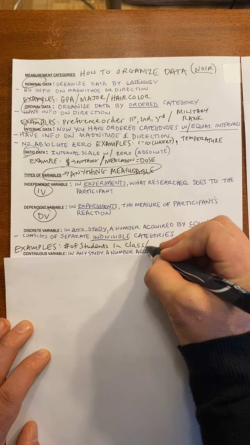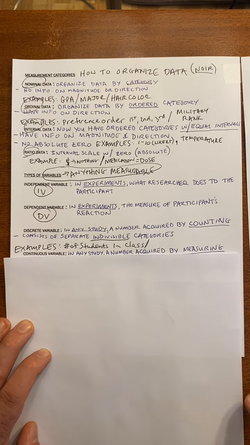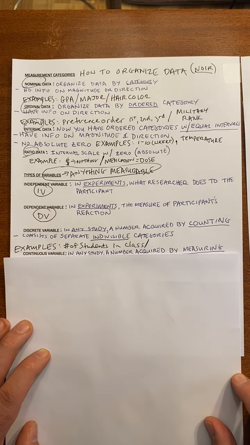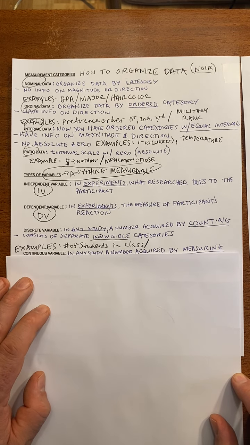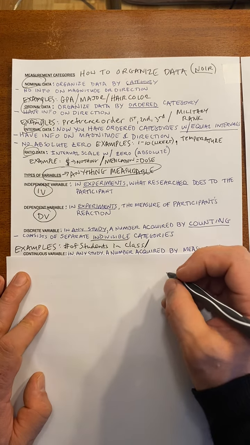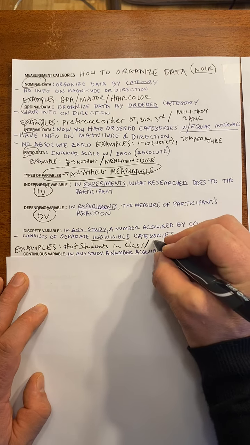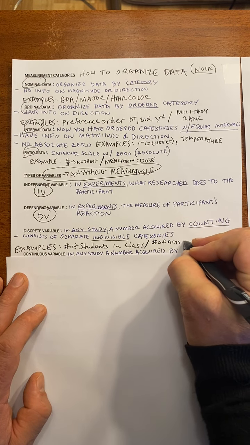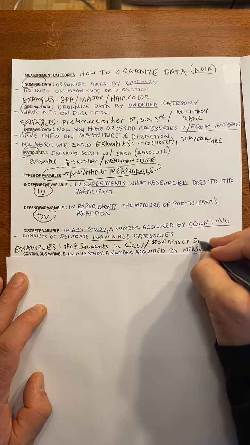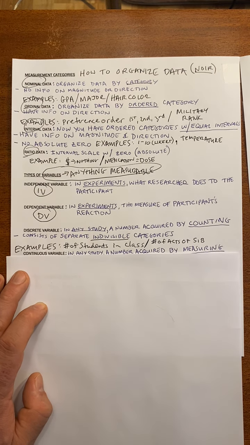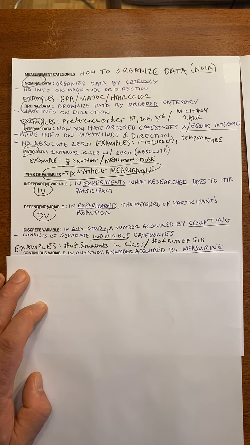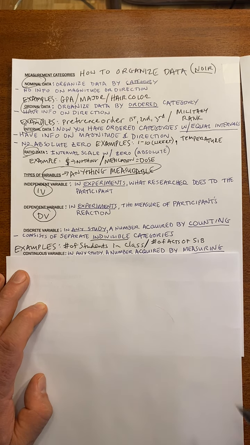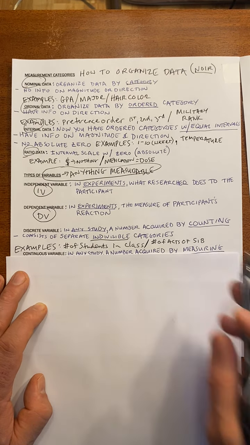Another example of this would be something that's kind of unique to psychological analysis. But we'll say it is the number of acts of SIB. Right, so this is something that researchers are often interested in studying, acts of SIB.